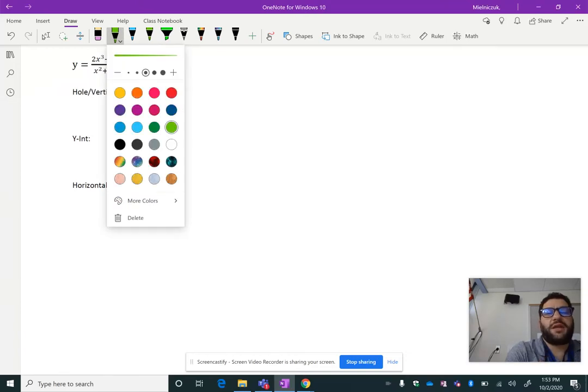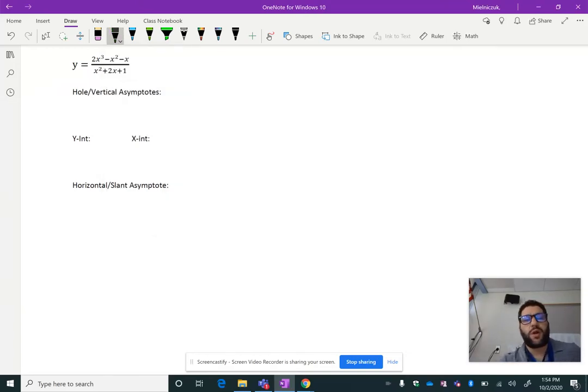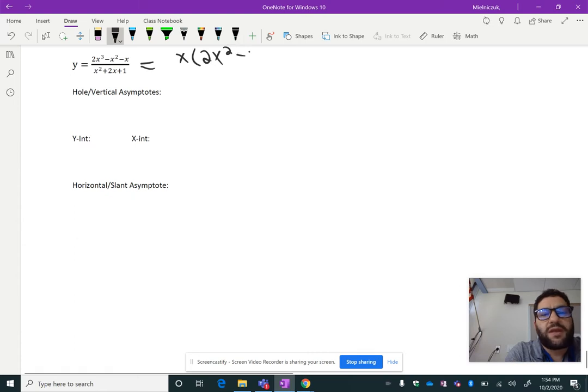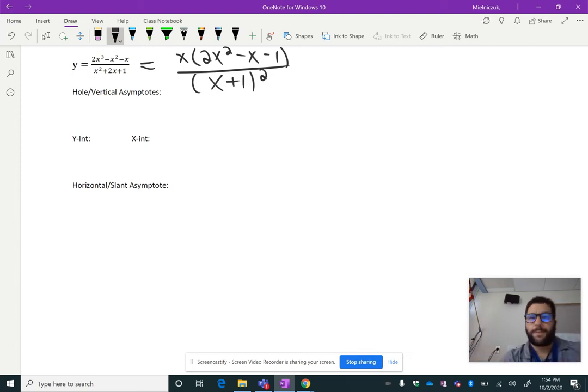Now we finally get to put every single little piece together. So the first thing we want to do is take our equation and factor it. If we're looking at the top, I can pull out an x term, leaving me with 2x squared minus x minus 1 over, let's see, that's a trinomial, so that can factor to x plus 1 squared.